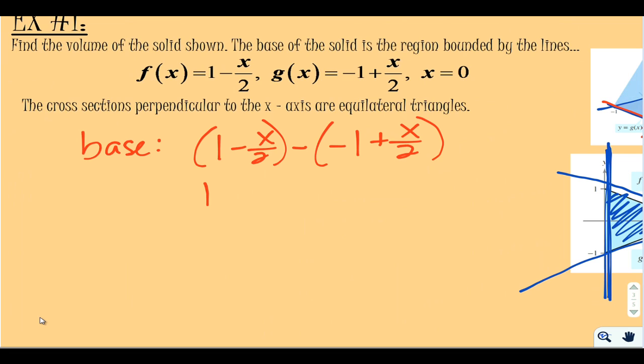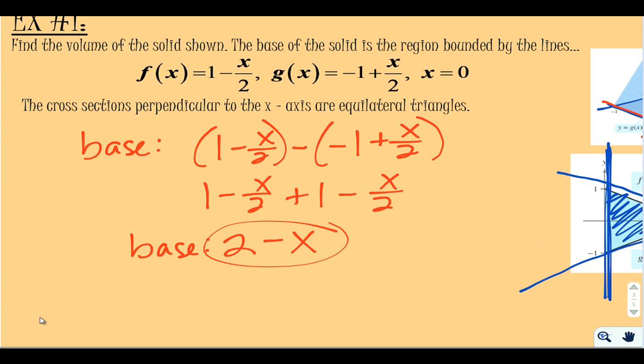When I combine like terms here, I've got a 2, and a negative 1/2 and a negative 1/2. Isn't that negative 2/2, so negative 1? And so the base of my triangle ends up being 2 minus x. So can I use that now to plug it into my integration formula? Okay, I'm going to go ahead and erase this.